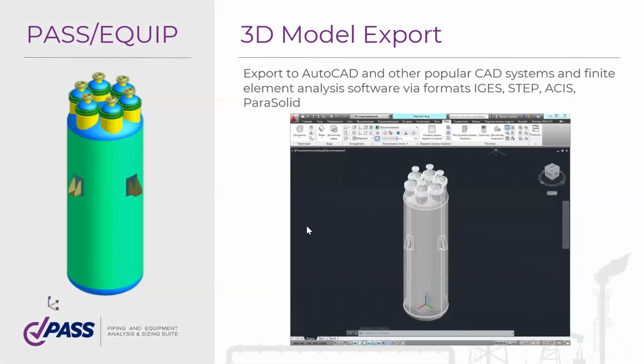And as I already told, you can export the models into some CAD software. For example, here you see the model that was defined in PassEquip and exported via standard exchange formats like IGES, STEP, or ACIS, or Parasolid representation. It can be exported and edited in software like AutoCAD and so on, SolidWorks, for example, and some others. And we also have some native file format for intelligent import and export.